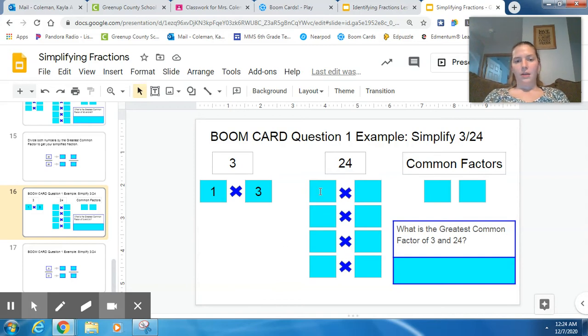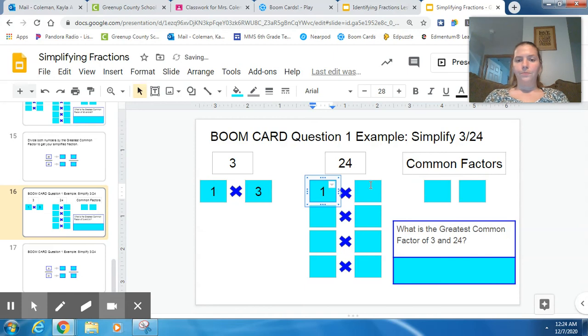24, I know that we can multiply 1 times 24 to get 24. I can multiply 2 times something to get 24. That would be 2 times 12. I know I can multiply 3 times something to get 24. That would be 3 times 8. I know I can multiply 4 times something. That would be 4 times 6. So that's all the factor pairs for 24.